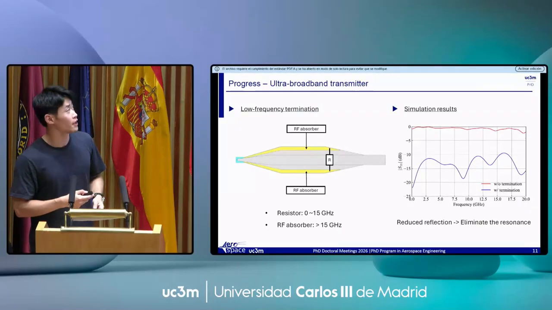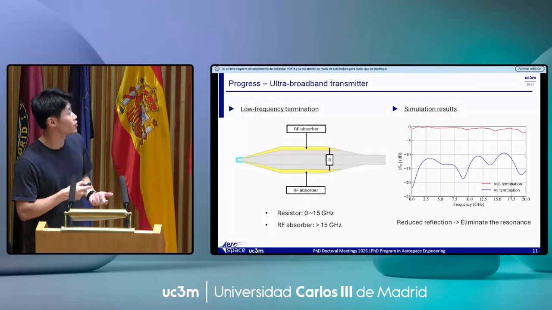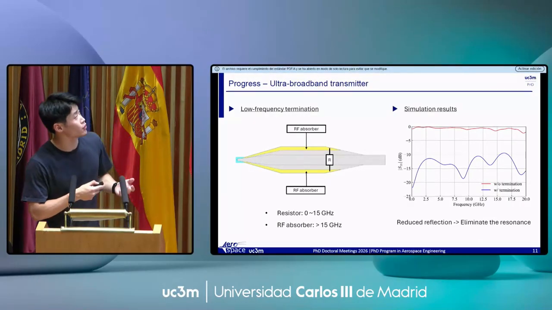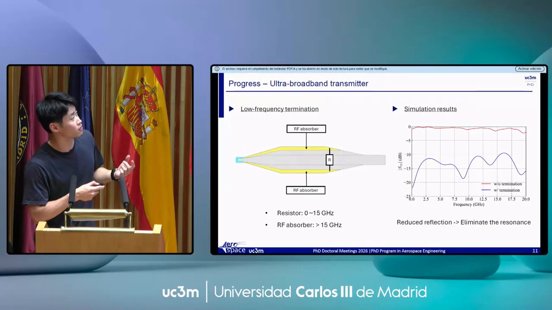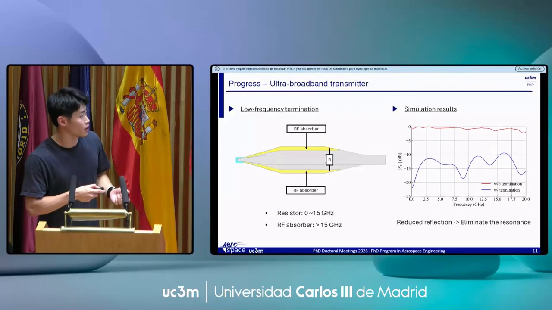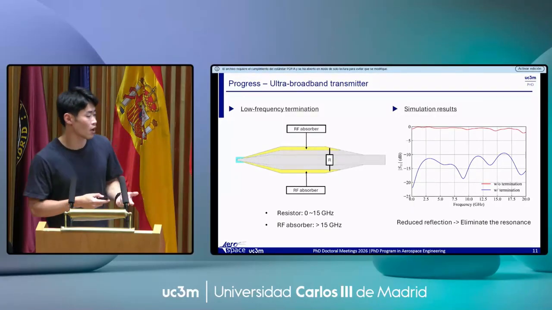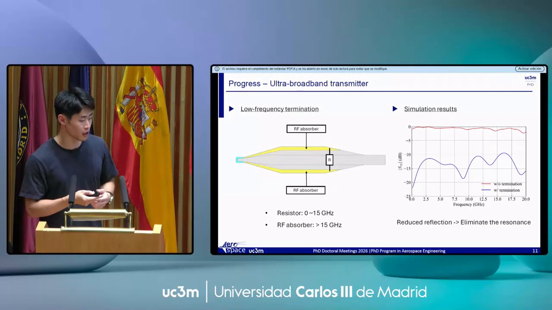So what we propose here is to properly terminate the open-ended transmission line by using a high-frequency resistor and the RF absorber. In the simulation results, you can see that without termination, almost all the power just goes back to the photodiode, whereas with a proper termination, the reflection is reduced by 10 dB, and it could eliminate the resonance. So currently, I'm working on the implementation of these elements, and I will work on the communication experiments again.